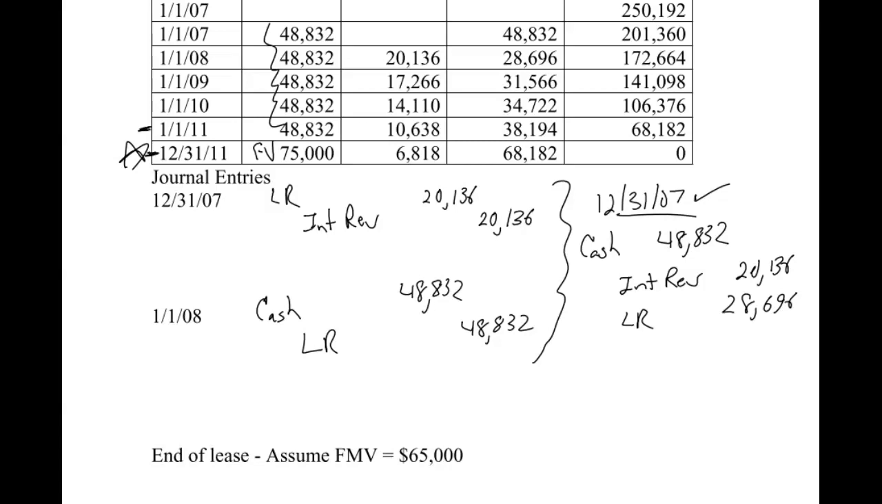All right, so that's when the future value comes in. We need to figure out what the asset is worth. If you see down here, the asset is worth 65,000. Now it matters whether it's guaranteed or not. All right, so let's do this.